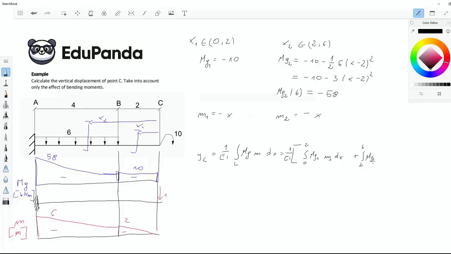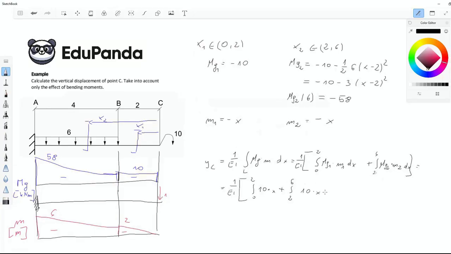m1, of course. mg2 times m2 dx equals. Of course, 1 over EI is written all the time. And inside we have an integral from 0 to 2 of 10 times x. It was minus times minus, so it's a plus. Add an integral from 2 to 6 of 10 times x plus 3 x2 squared times x.